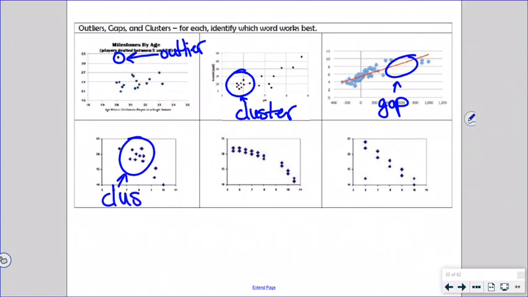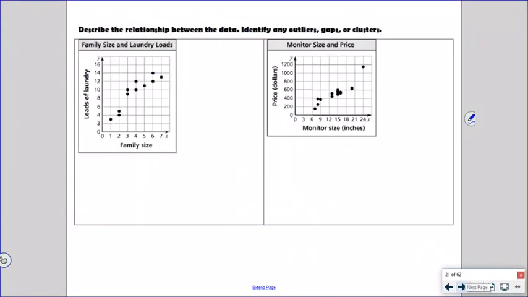Cluster. That's a gap. That's an outlier. Good job. Wonderful. Describe the relationship between the data.